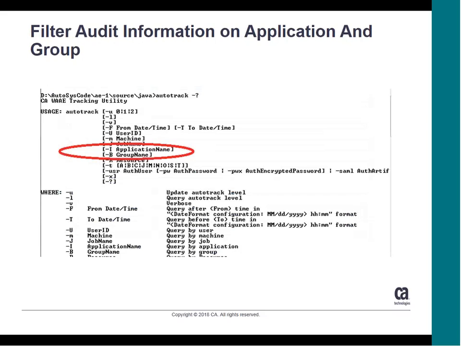Finally, audit information on application and group. We have added 2 new options for filtering the audit information based on the application name and group name. -I is added for applications and -B is added for groups. So you can now get a listing like you used to do for machines or jobs, things like that.